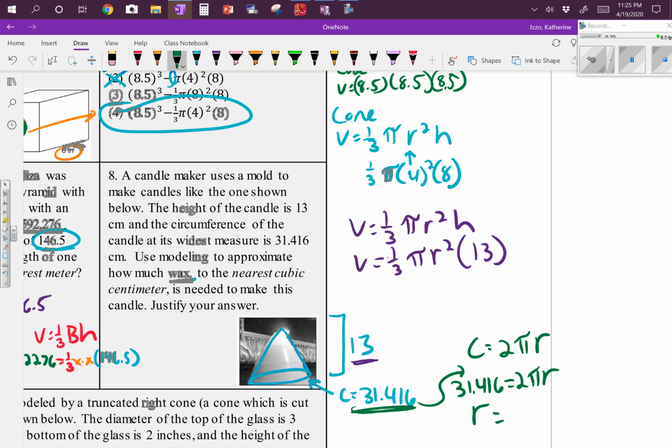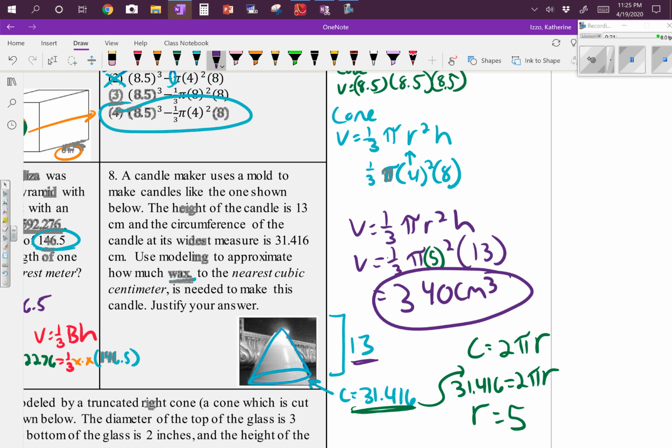And if you do equation solve on that, or just divide by 2 and then divide by pi, you would find out your r is about 5. So I can go in here, erase this, and put 5 in there. And that will get me my volume. And once we type that into the calculator, we get about 340 centimeters cubed of wax.